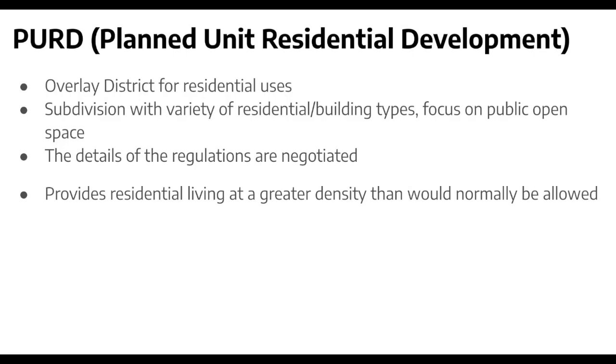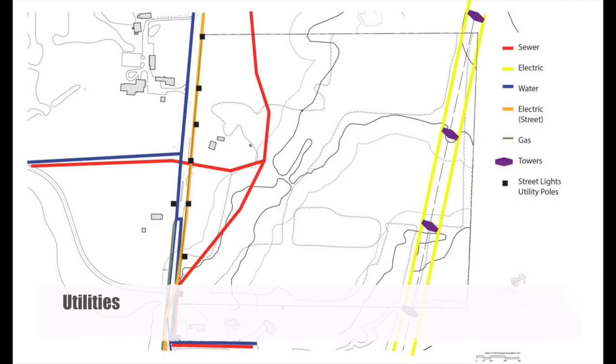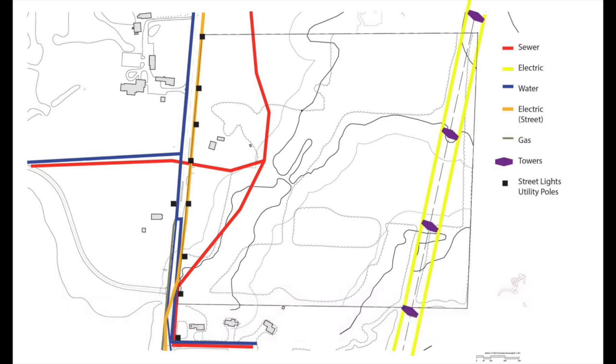We propose that any developer looking at this property use the Plan Unit Residential Development Overlay, which gives flexibility in residential development. A major consideration for all of our designs was the large, high-tension power lines that run along the eastern edge of our site. These have an easement and development is not allowed under the lines. The majority of the utilities, including electricity, water, sewer, and gas lines, run along 116 at the western edge of the site and would allow for easy access.